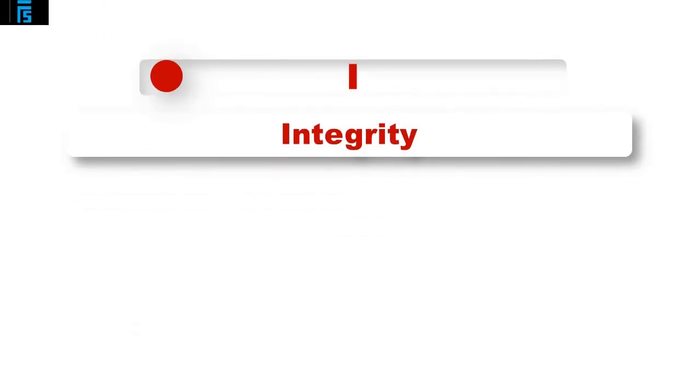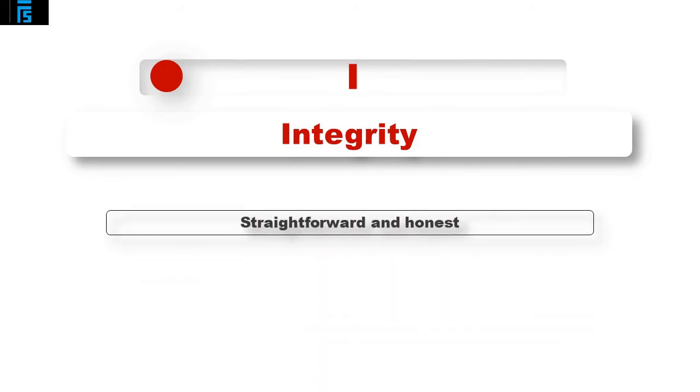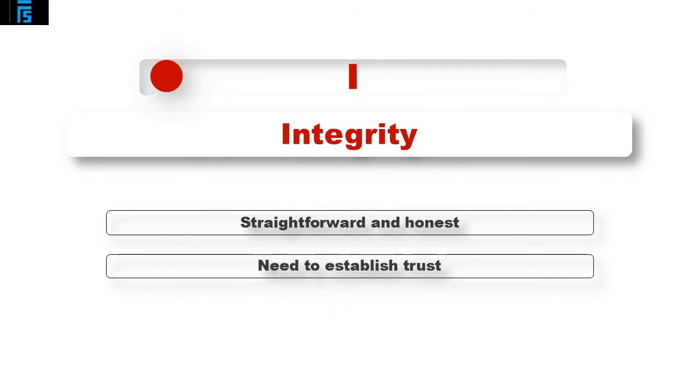The I is for integrity. This is probably the most simple principle to define. Auditors should be straightforward and honest in all matters. Those relying on the information auditors provide need to trust them, but they also need to be able to understand the information being presented.